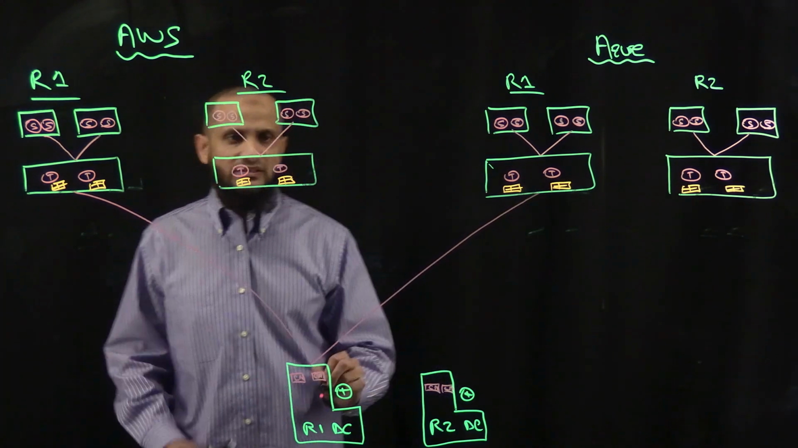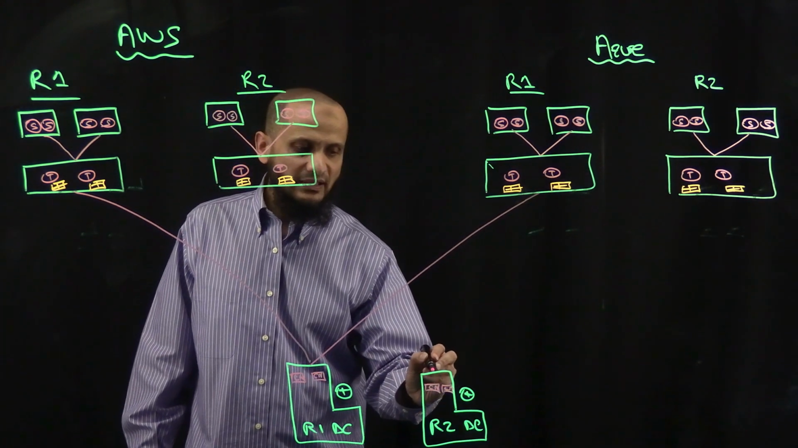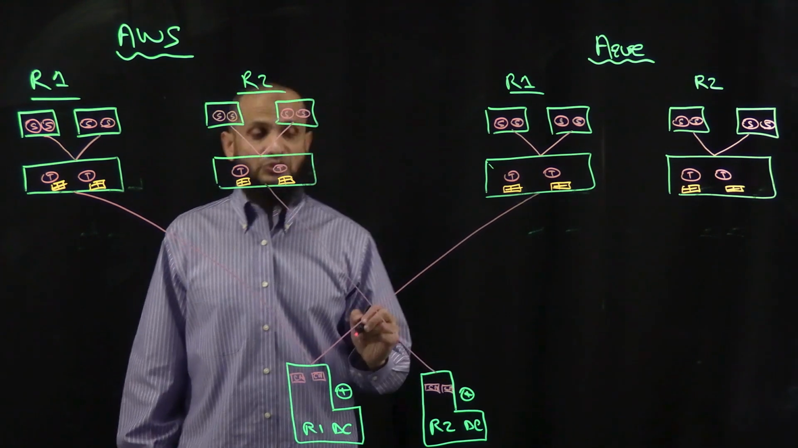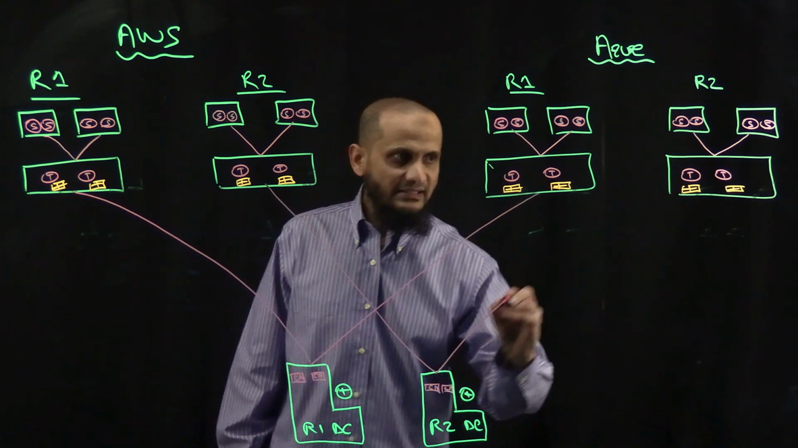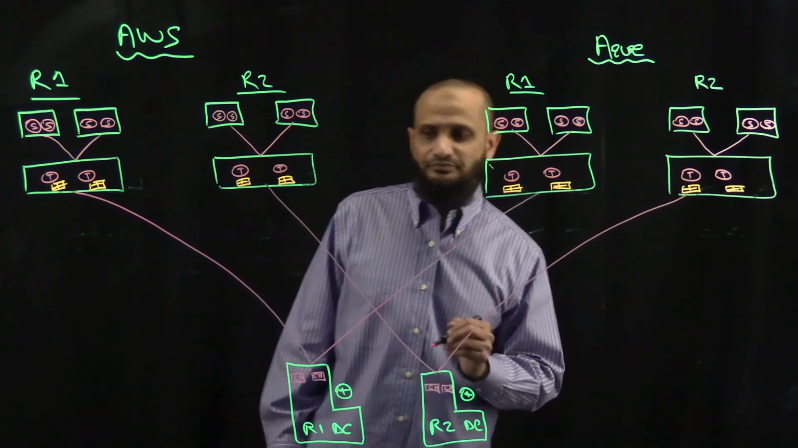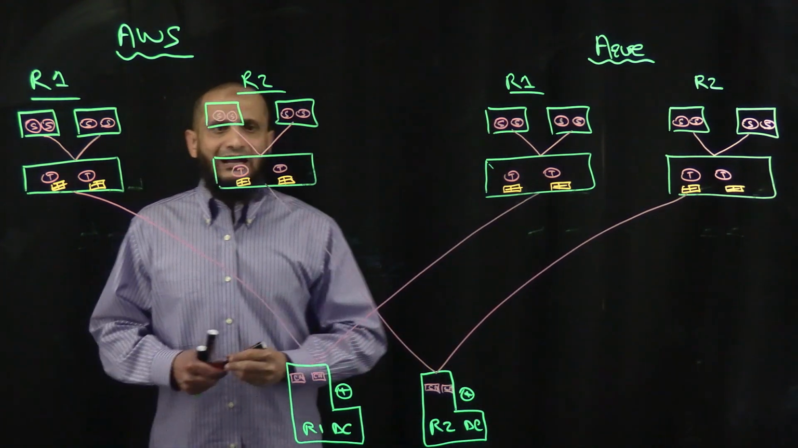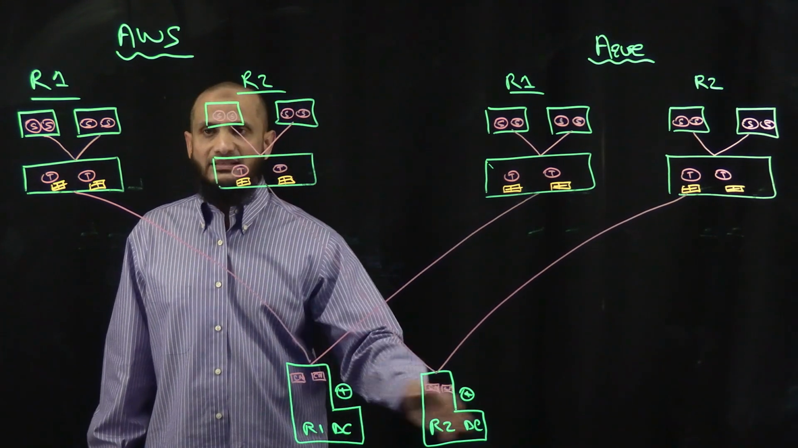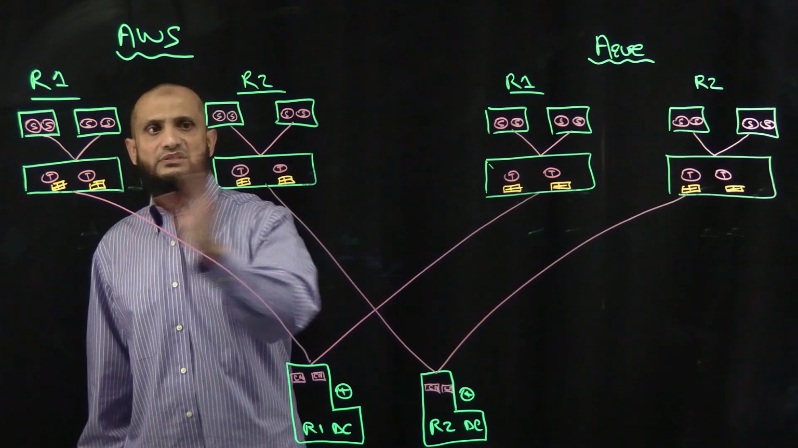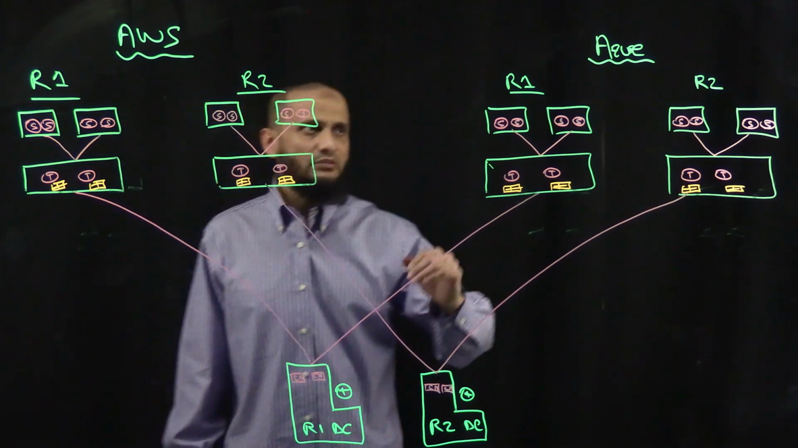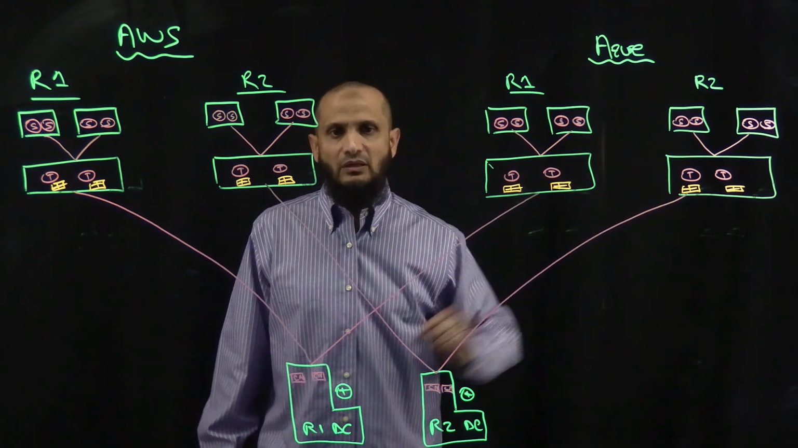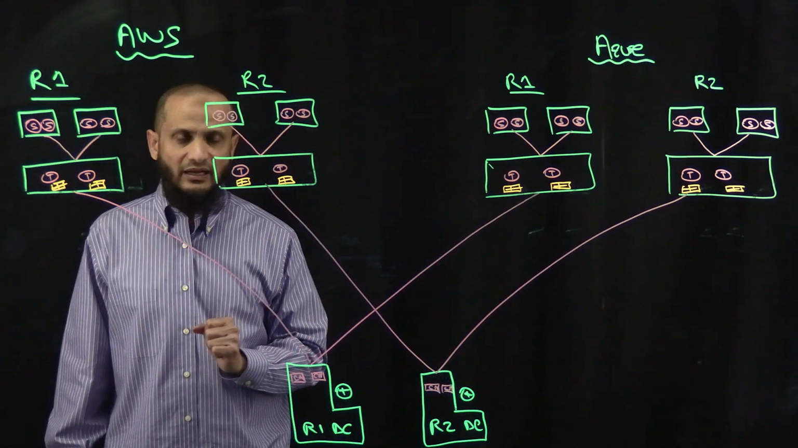Now we are going to do the same thing for region 2 data center. It will be connected to the region 2 in AWS, and same thing with Azure. Now you can see the applications have connectivity with the data centers, but the regions cannot communicate with each other. The applications across the cloud environment cannot communicate with each other at this time.